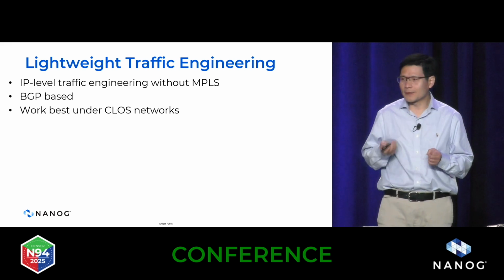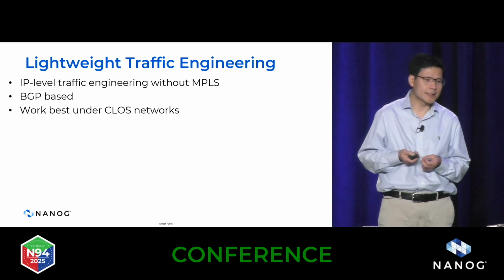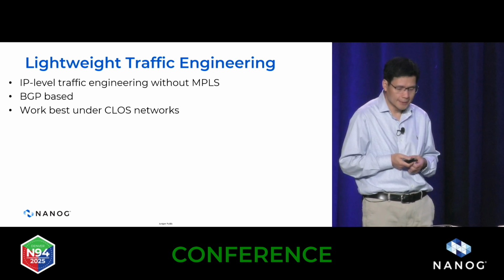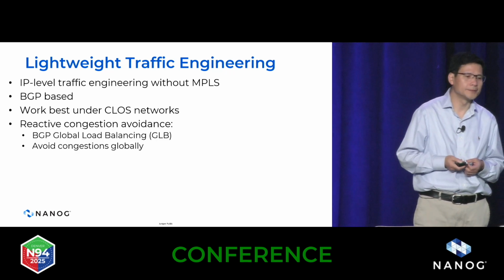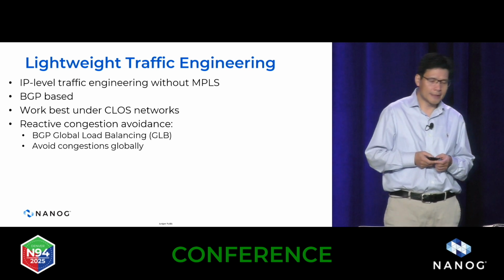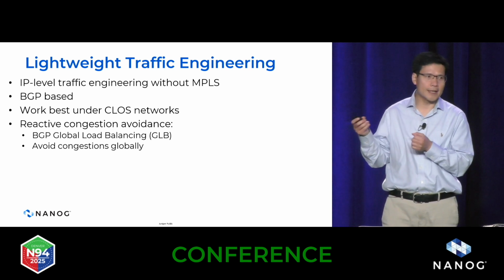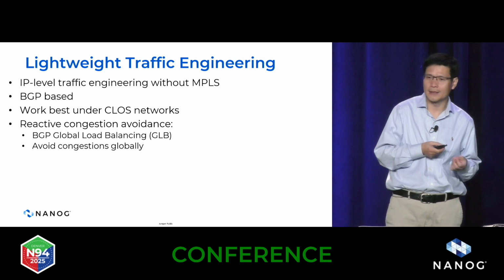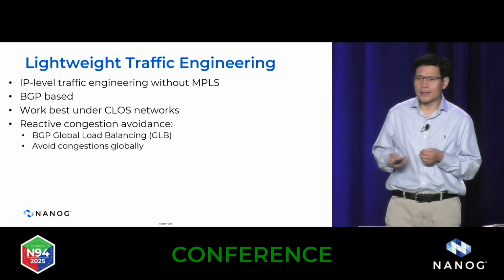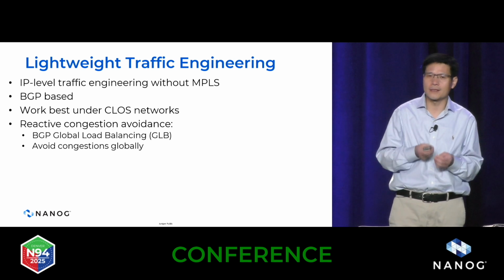The topic I'm going to talk about today is lightweight traffic engineering. The solutions are IP-based, without MPLS, and they use BGP only. It works best under CLOS networks. The first technology is BGP Global Load Balancing. This is an approach where you take your actual link load as an input and use it as feedback to optimize your global load balancing decision, such that you want to optimize your load across all of the links globally, not just on your local links.